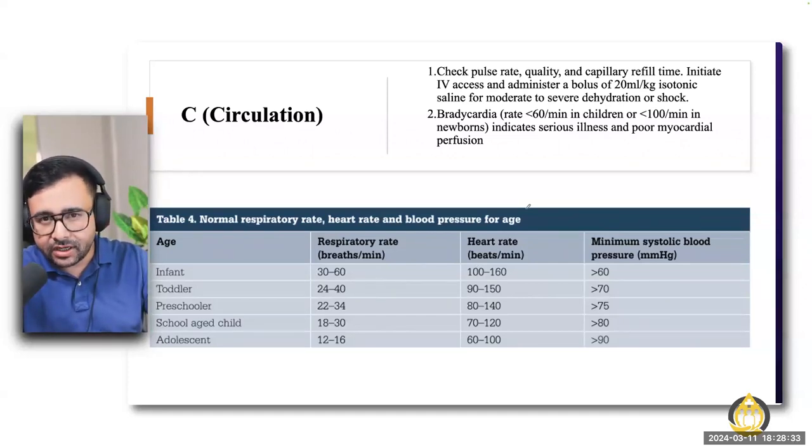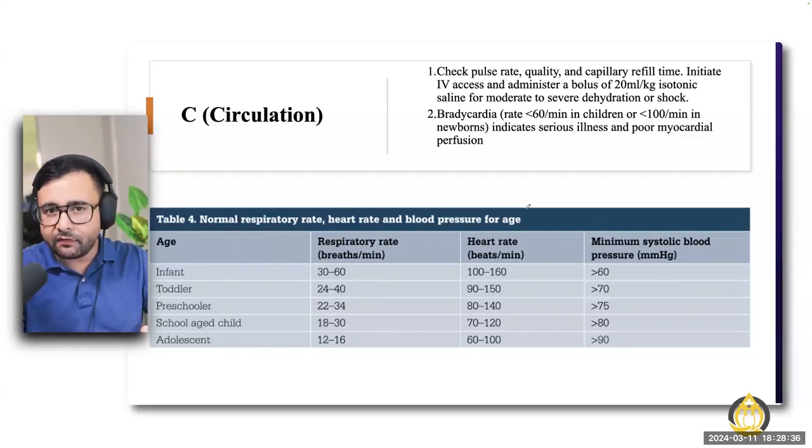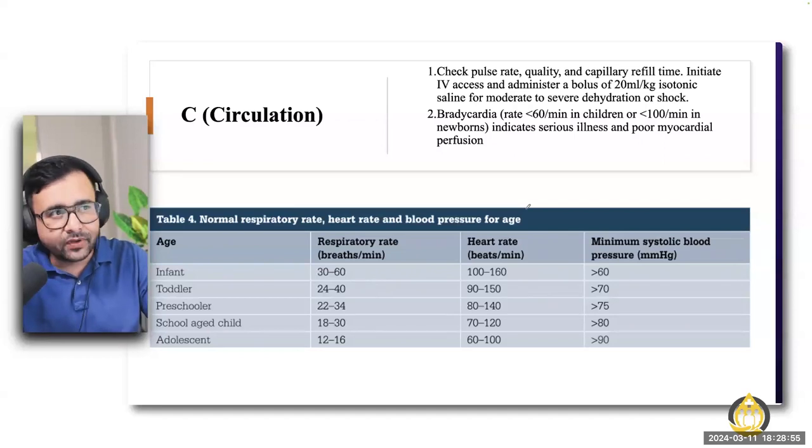In older children as well, you need to remember that children are very good at maintaining central perfusion, and also peripheral perfusion. Because of that, the capillary refill time might still be good, although they might suddenly get worse. So you have to keep that in mind. You have to look at the overall condition of the child rather than just the capillary refill time. Generally speaking, if the child has bradycardia, that is a heart rate of less than 60, or less than 100 in newborns, then that indicates poor myocardial perfusion. So you'll have to keep that in mind.